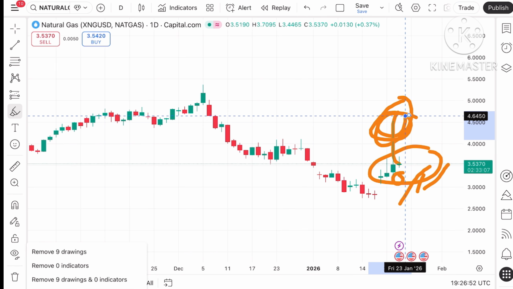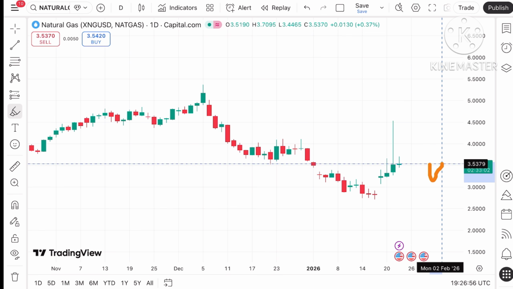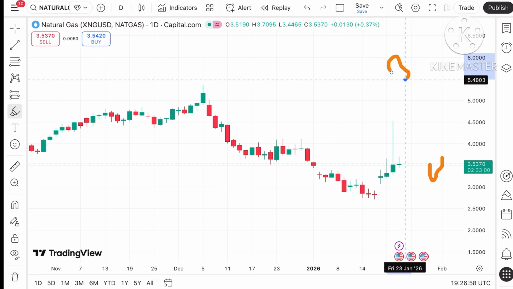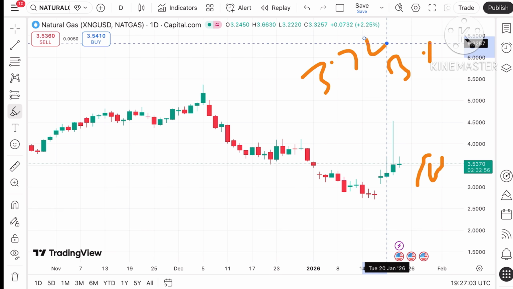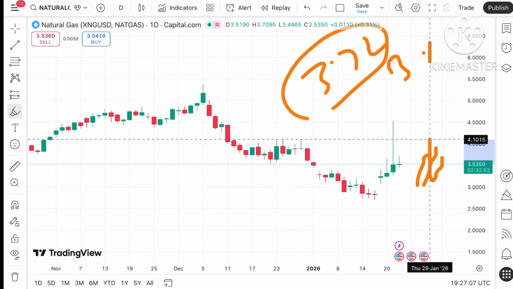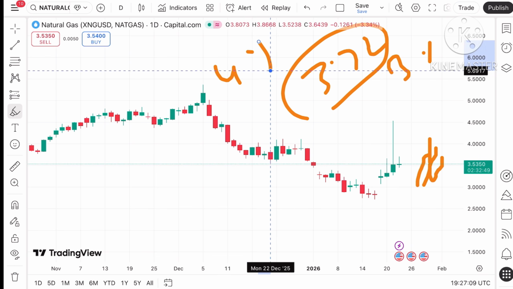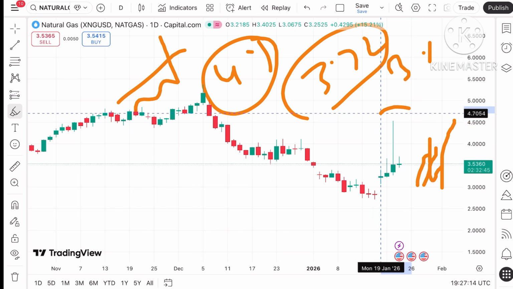Looking at this particular chart, if the price sustains above this level, the probability of going towards 3.67 can be seen, and from there it can touch today's half, around 3.72. Once the price goes above this level, there is a probability of going towards 3.9, and after 3.9, the probability of crossing 4.1 is high, because this level is weak, and then it can touch a level of 4.5.